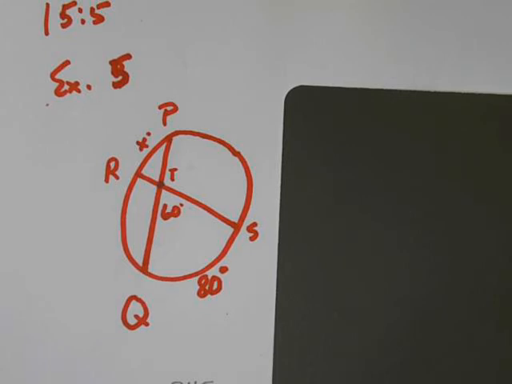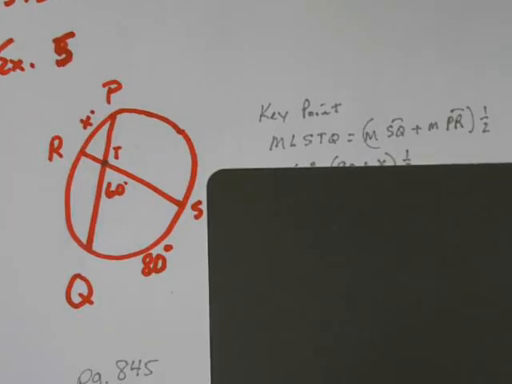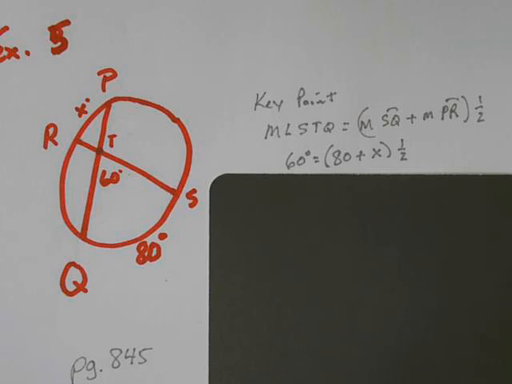Okay, so we got it. Now, in this section, we talked about the intersection of chords being inside or outside or on the circle. So in this case, it's inside. That means that we add the arcs and divide by 2. Here we go. We add the arcs and divide by 2. Let's put the numbers in. Go ahead and solve for x.